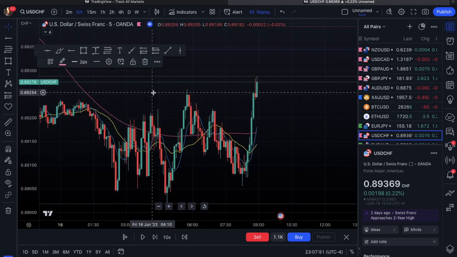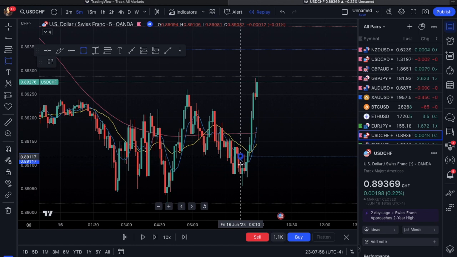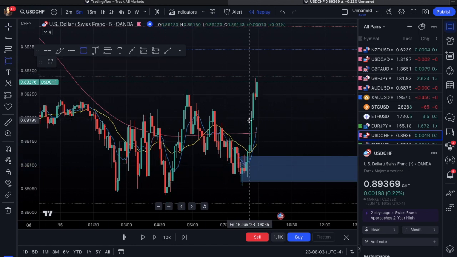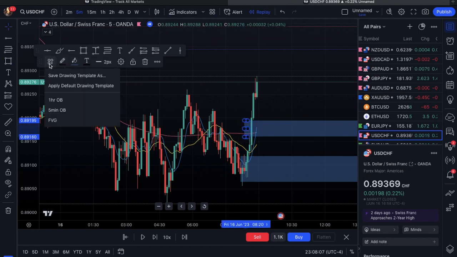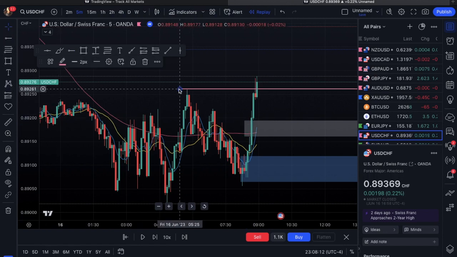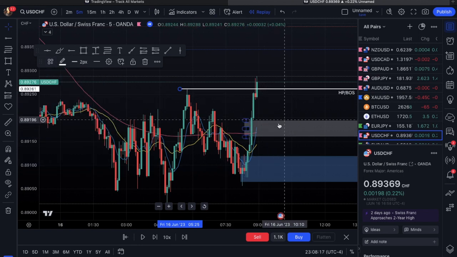Going down to the 5-minute, we have that super bullish push up. We have an order block here. We have a gap here. And then we have a break of structure here. So now we're looking to fill this gap or to touch this order block based off of price action.